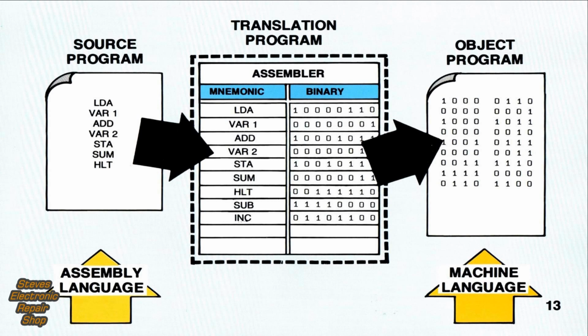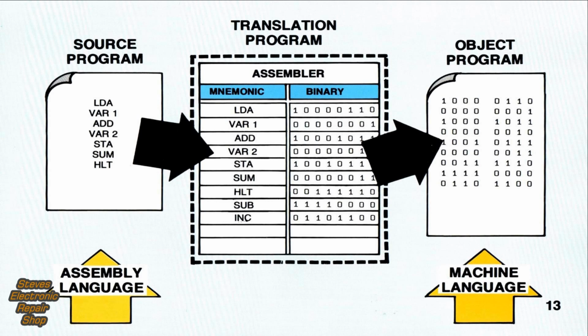Now remember, the computer only understands machine language, a series of ones and zeros. Therefore, once you've written the original program, called the source program, it must be translated into machine language. The computer can make this conversion if we supply it with a translation program.